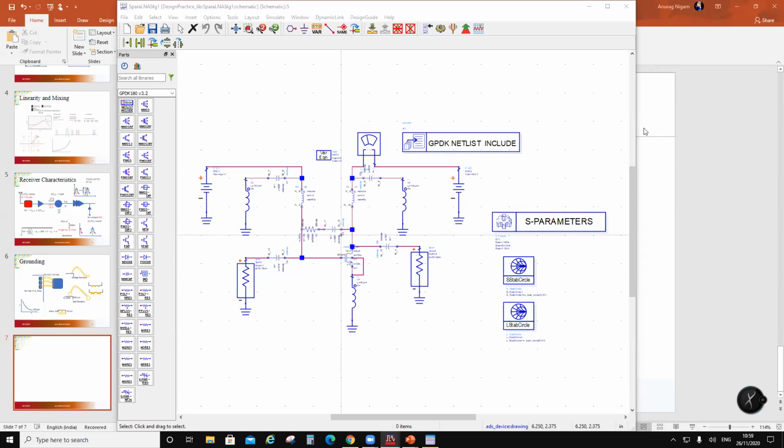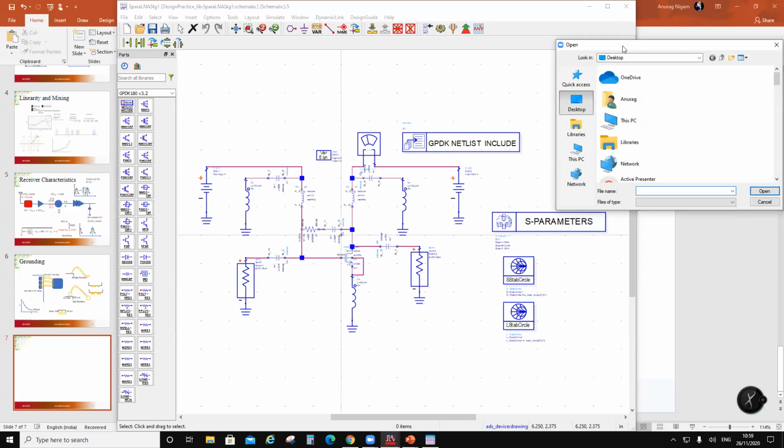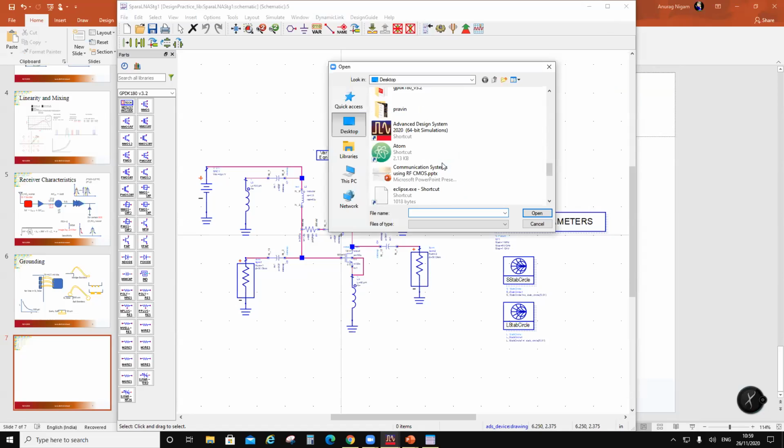Okay, the PDK I've already shared, but I will share it again. Over here, you can download it from here itself. GPDK, sorry.